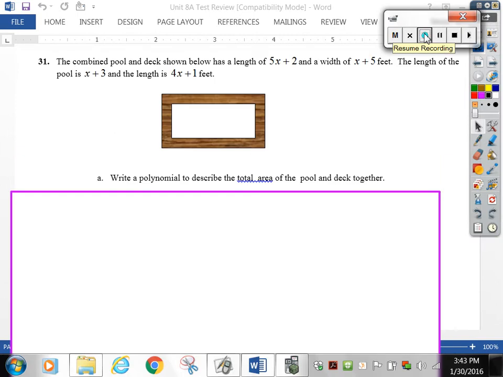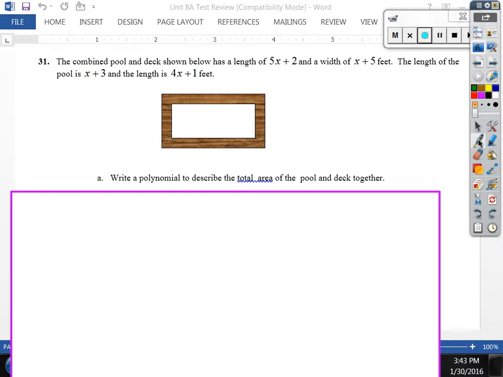Okay, so here we have a combined pool and deck. The length of the combined pool and deck is 5x plus 2, and the width is x plus 5. Probably should have put them in different places, but we're going with it. So the corresponding length of the pool would be x plus 3. The length of the other side of the pool would be 4x plus 1.